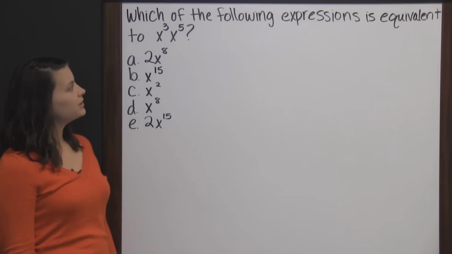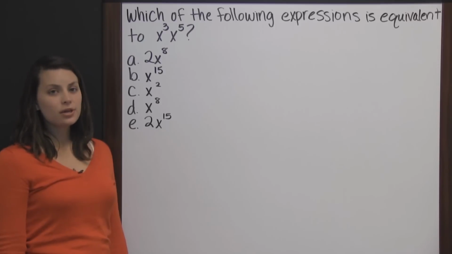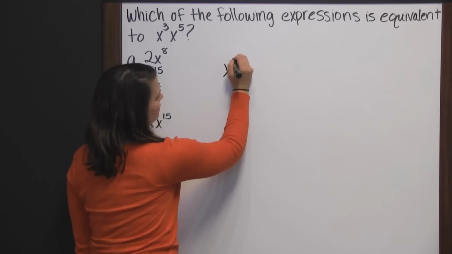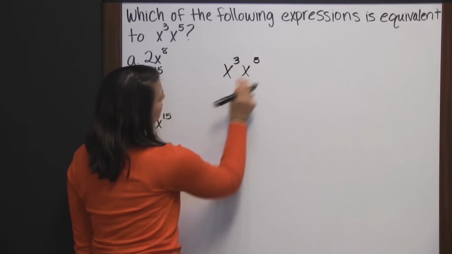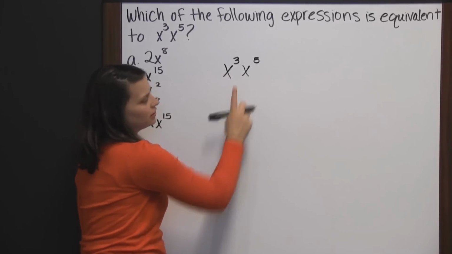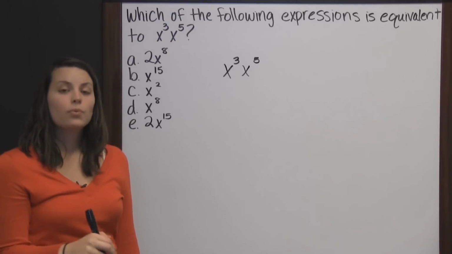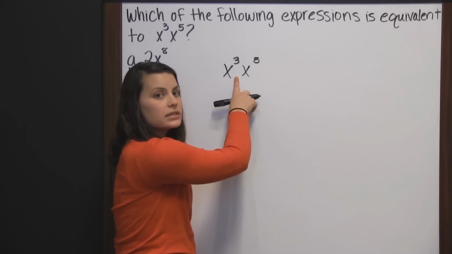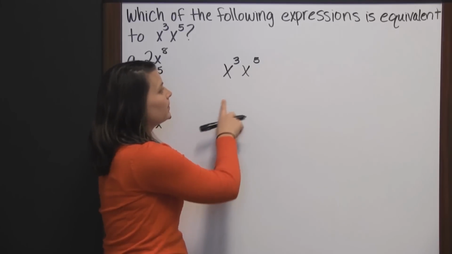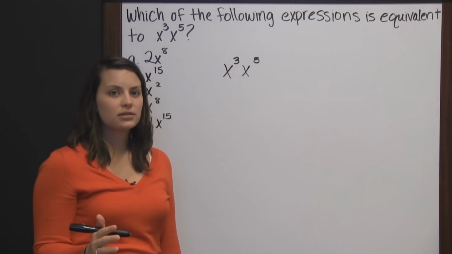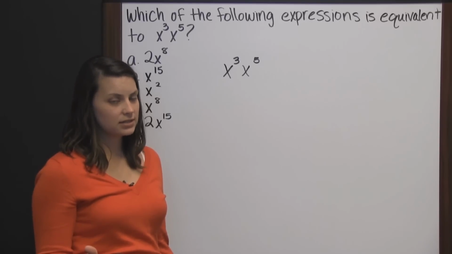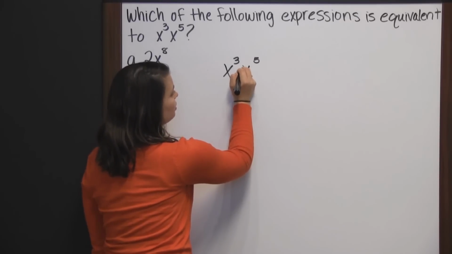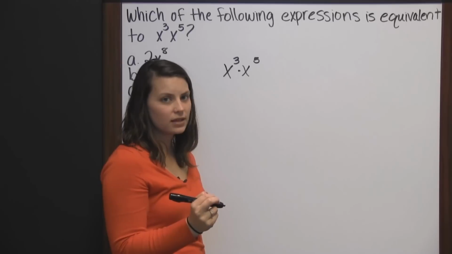Which of the following expressions is equivalent to x cubed times x to the fifth? First of all, we need to recognize that when you have two letters or a number and a letter next to each other with no operation symbols in between them, meaning there's no addition sign, subtraction, division, it is always understood that we are multiplying these together. So this is x cubed times x to the fifth.